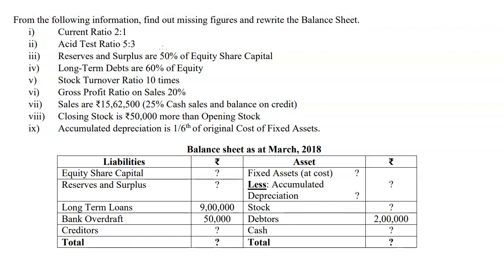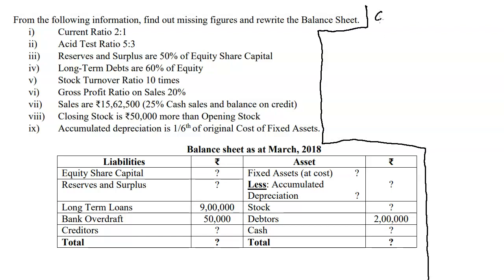From the following information, find out the missing figures and rewrite the balance sheet. Current ratio we've been given as 2:1. Remember the current ratio? So all of this we can use for our working. Current ratio is equal to current assets upon current liabilities, which they're saying is 2:1.